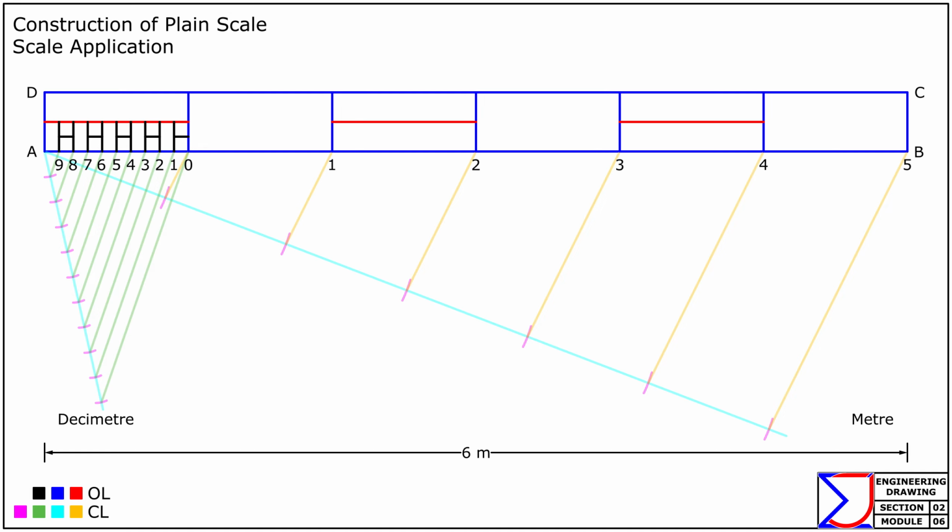Now that the scale is fully constructed, let's apply it to mark a specific distance. To mark a length of 3.7 meters on the scale, move to the 3-meter mark on the right side of the 0 point. Then, from the 0 point, count 7 decimeters on the left side. With this, the distance has been accurately marked on the plane scale, demonstrating its capability for precise and detailed measurements.